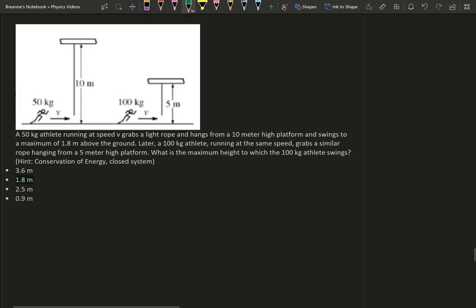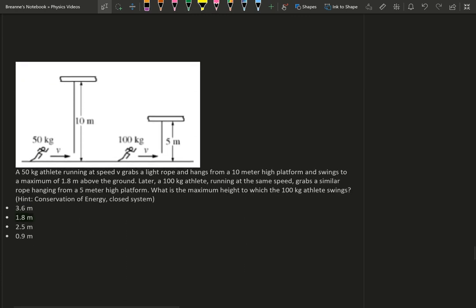One more question, I believe. 2 more questions. So a 5-kilogram athlete running at speed v grabs a light rope and hangs from a 10-meter high platform and swings to a maximum of 1.8 meters above the ground. Later, a 100-kilogram athlete runs at the same speed, grabs a similar rope hanging from a 5 meter high platform. What is the maximum height to which the 100-kilogram athlete swings? So you have to think about conservation of energy, and it is a closed system.